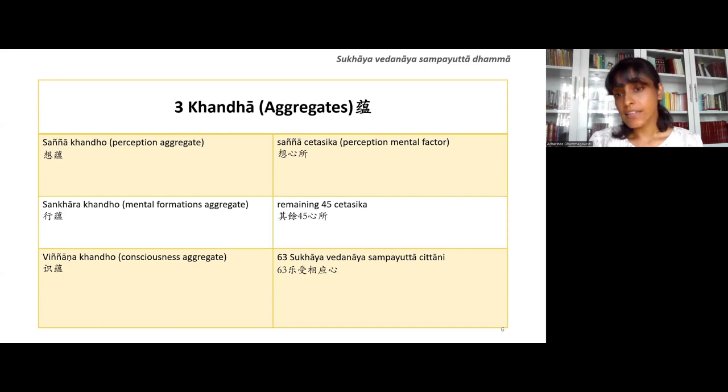Sanya cetasika, that is perception mental factor, is classified under Sanya Khandha. The remaining 45 cetasika: you must remember that you have to deduct Sanya from 46 to get the Sankhara Khandha. So, 46 minus perception, you get the remaining 45 cetasika. That is Sankhara Khandha. And finally, the 63 Sukhāya vedanāya sampayuttā chitta are classified under Vijnana Khandha. That's how we get our 3 aggregates.